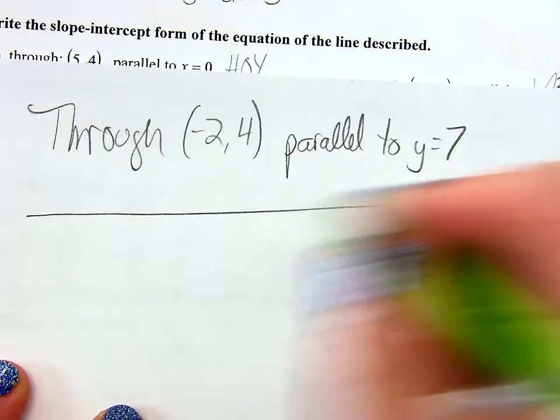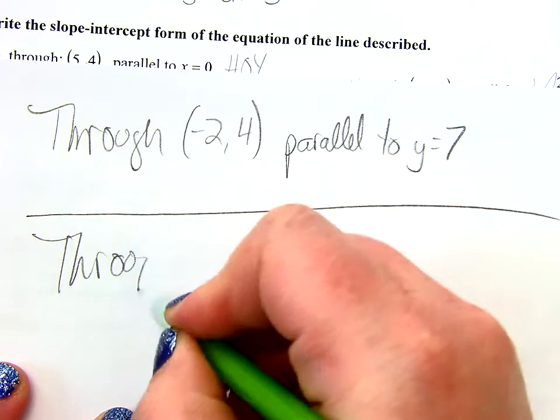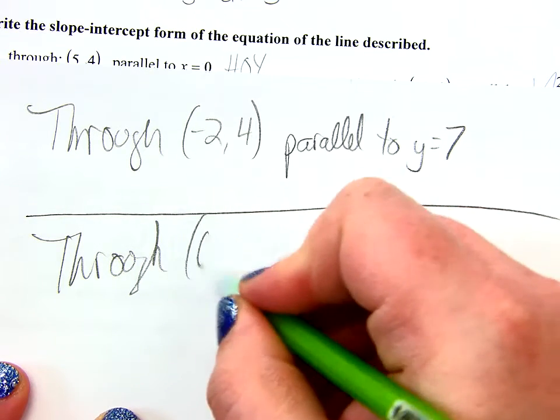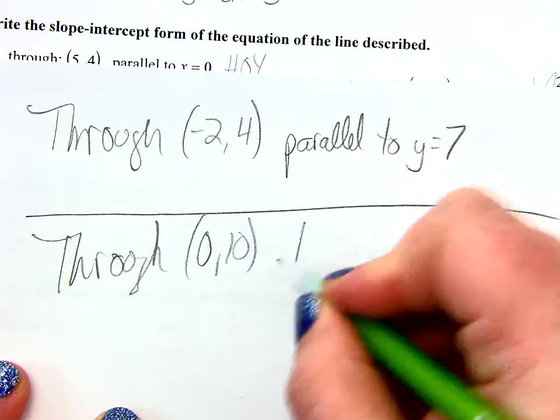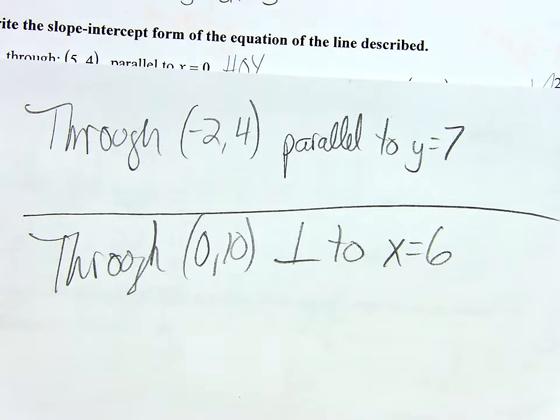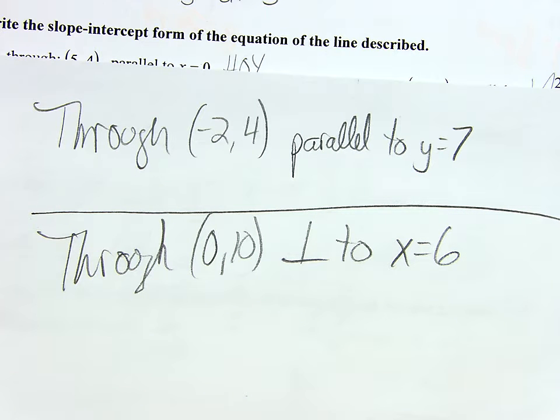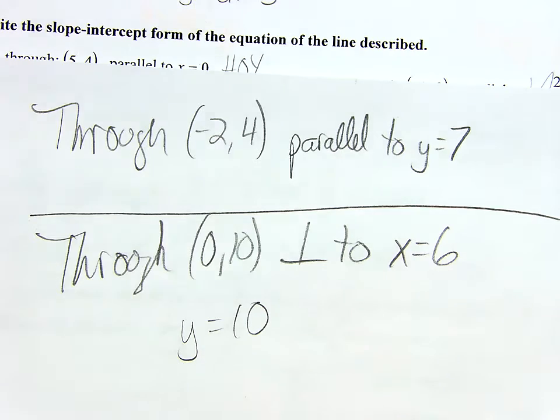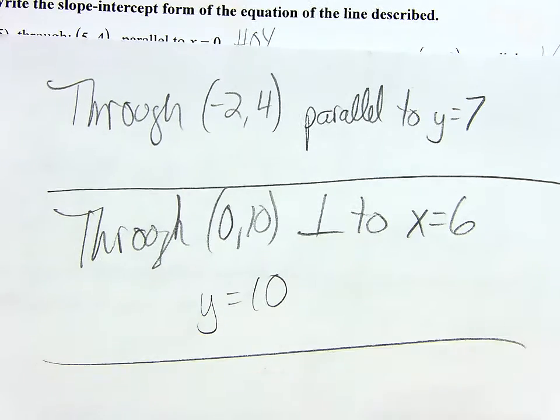Perfect. Try this one. Through (0, 10), perpendicular to x equals 6. Think on this one for a minute. You want to be perpendicular to x equals 6, so it's got to be y equals, and what does y equal? 10. That's it. Y equals 10. Okay.